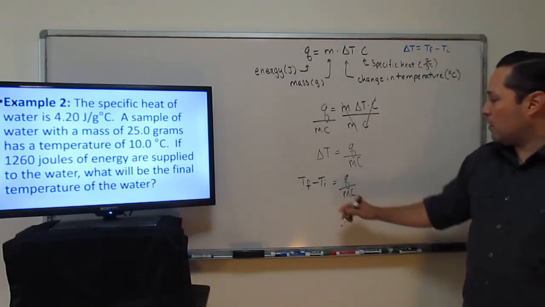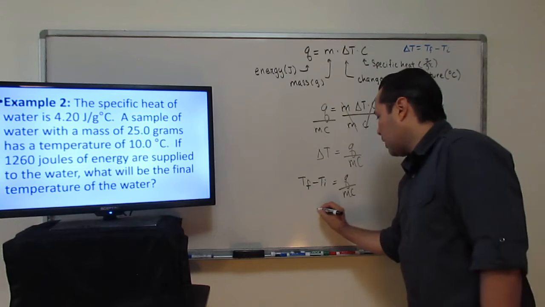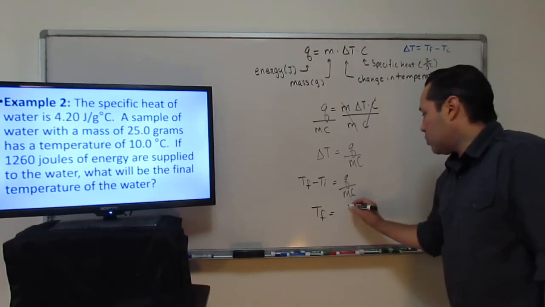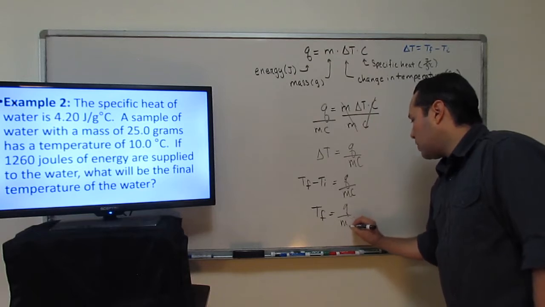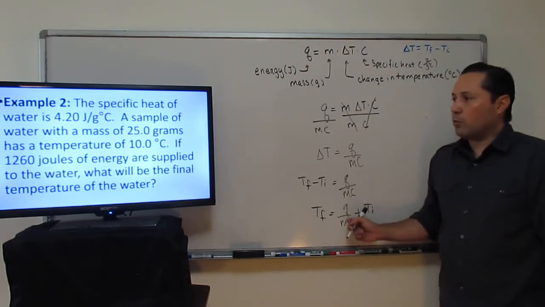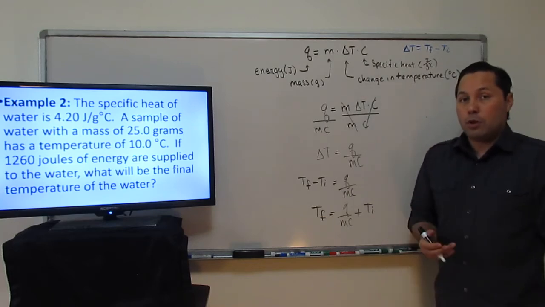And notice how it's a negative. So once you move it to the other side, we're going to do it by addition. So we end up with final temperature is Q over mc plus Ti. That's going to be our formula to solve for the final temperature of the substance.